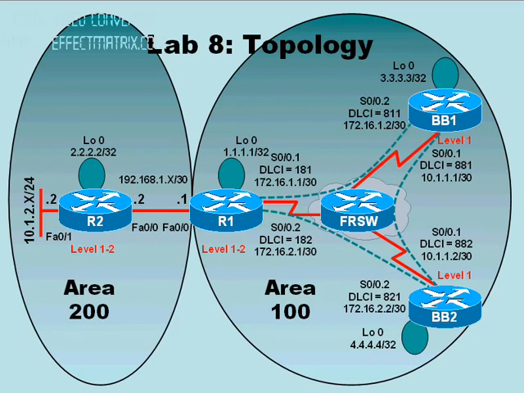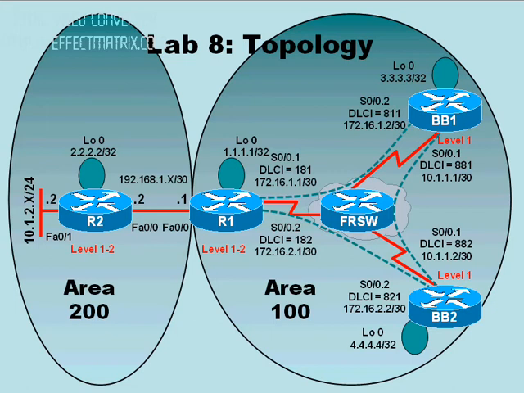You'll also notice that R1 and R2, they are level 1, level 2 routers. They could talk within their area using LSPs to construct an area topology, and they can also talk to a different area using level 2 to construct this topology between areas. And this is going to be our first step in this lab. We're going to go in and configure ISIS on all of our routers.